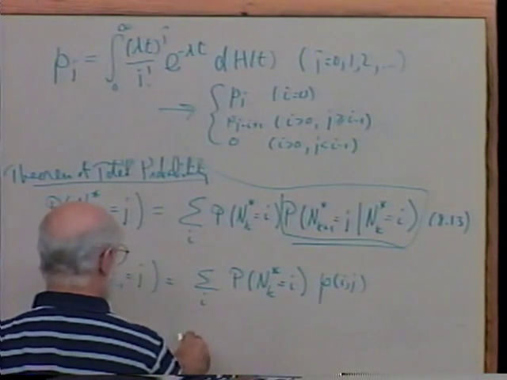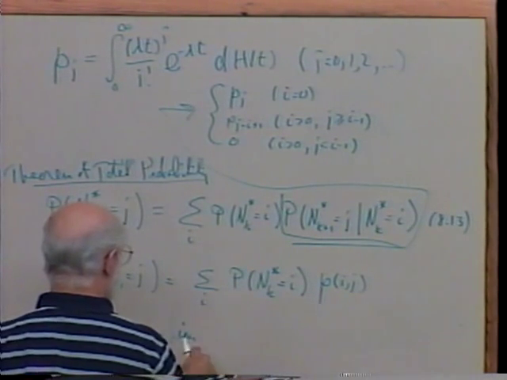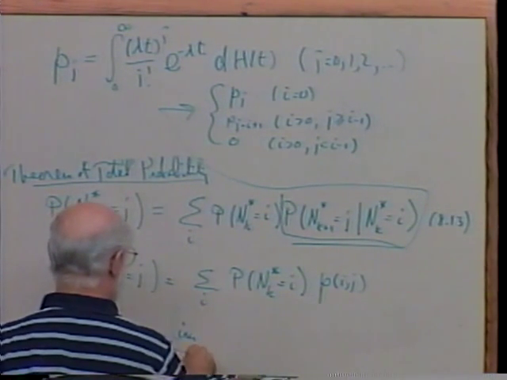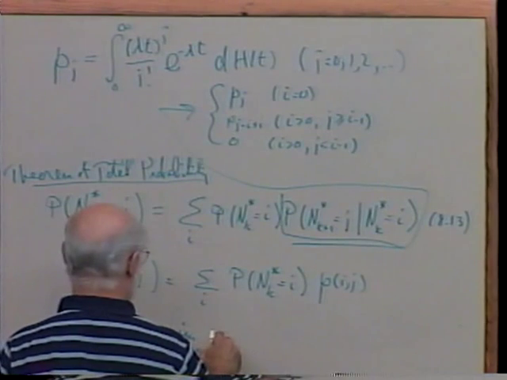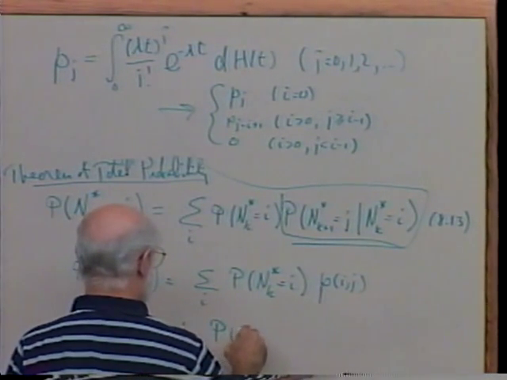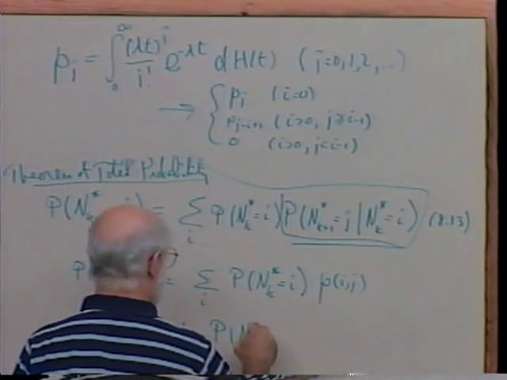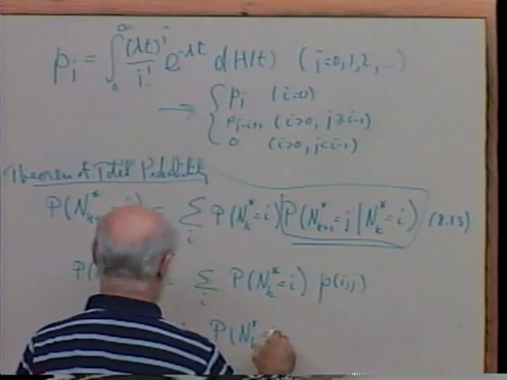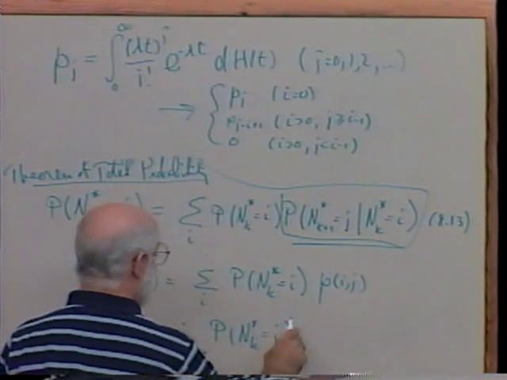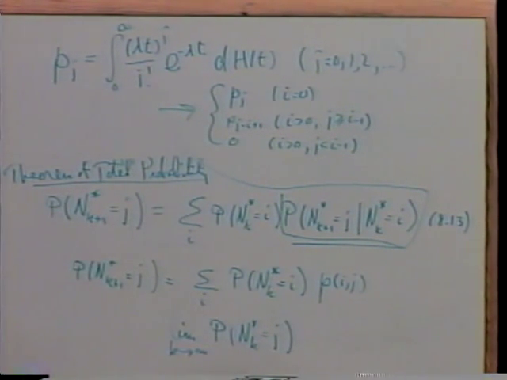The limit as k goes to infinity of the probability that n sub k star equals j should exist. There should be a limiting distribution.